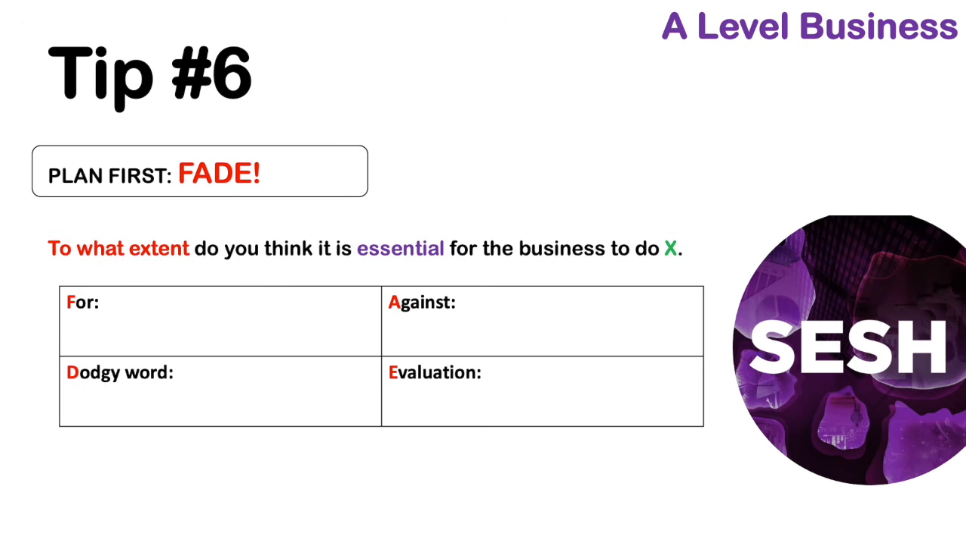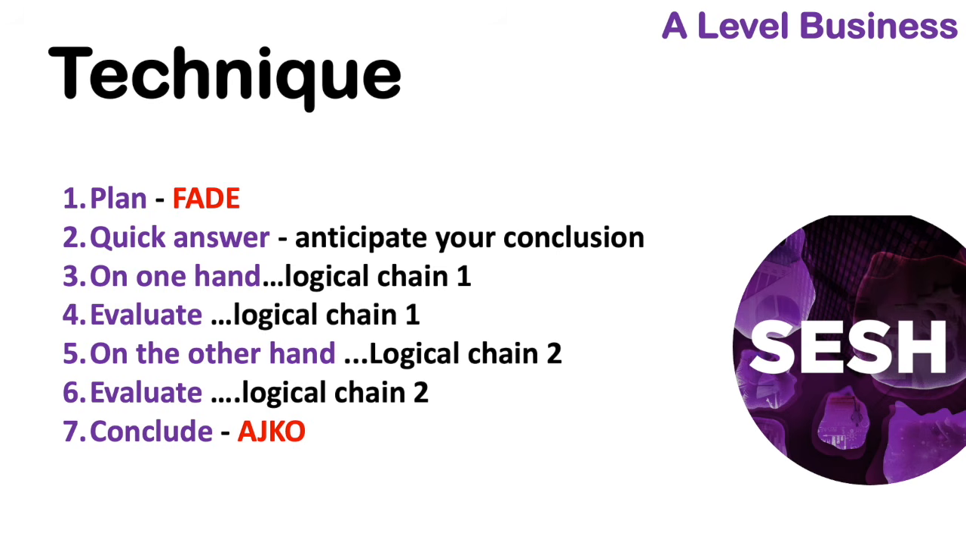Now let's move on to technique. So your technique is firstly, do a FADE. Plan your answer just for a minute because it will help you. Because it will help you with point 2. Because in your first 2 sentences, answer the question, anticipate your conclusion. But you can only do that if you've planned it beforehand. Then start with your first logical chain.